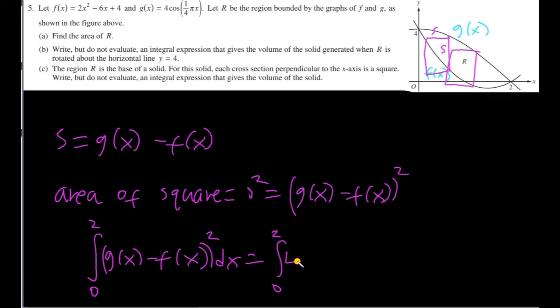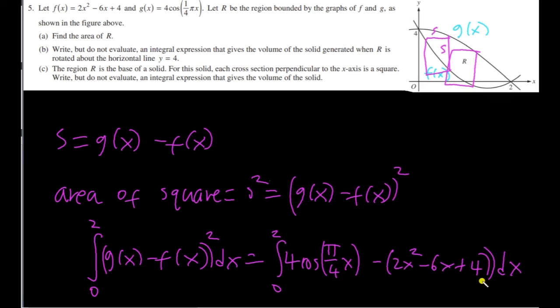G of x is 4 cosine pi over 4x, and then f of x is a polynomial, like that, okay? Now I just take this, square it, and that's it, alright? That was the entire problem, and this was a 2-point problem, 1 point for the integrand and 1 point for the limits. That concludes question number 5.